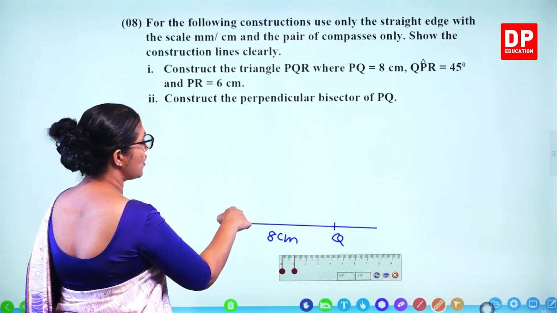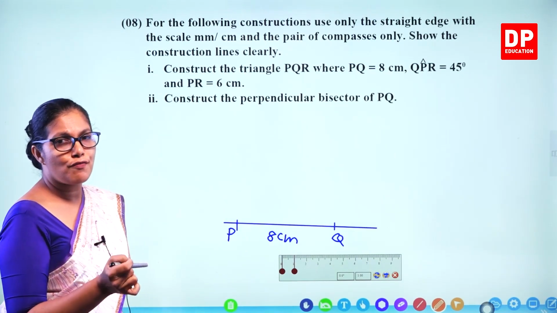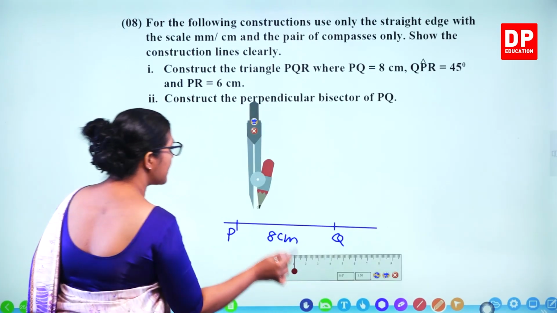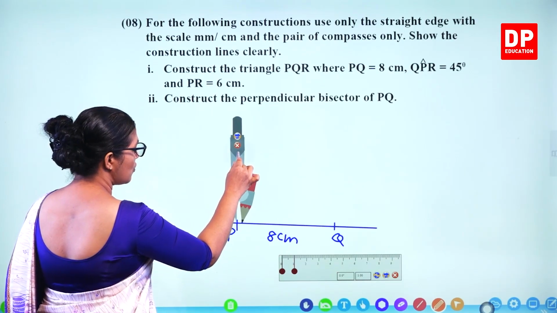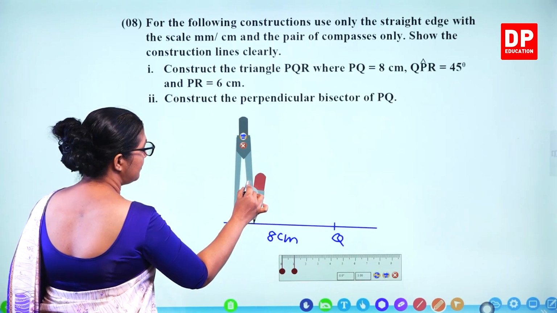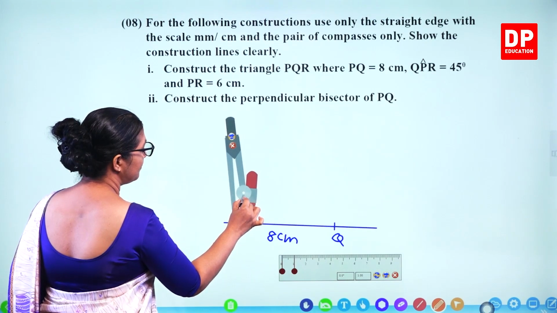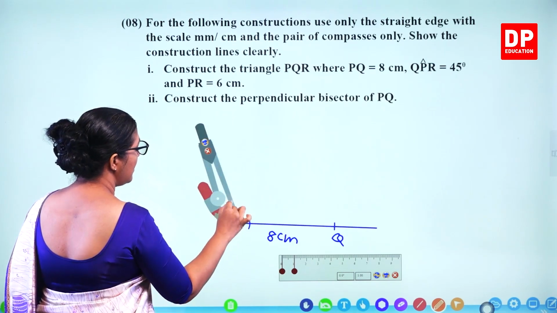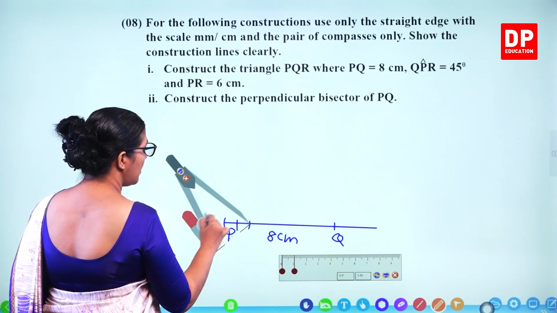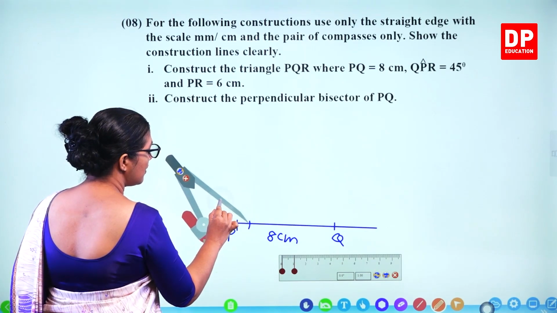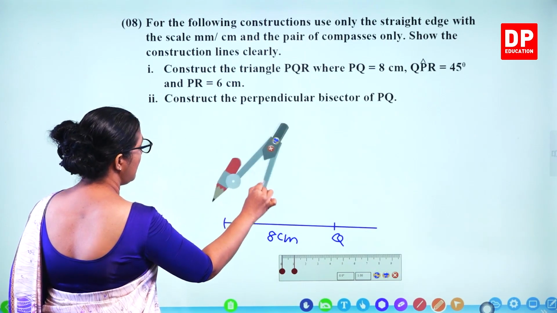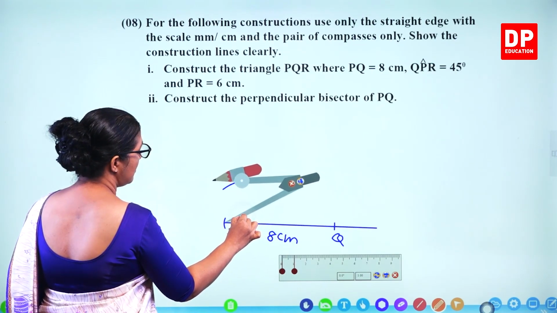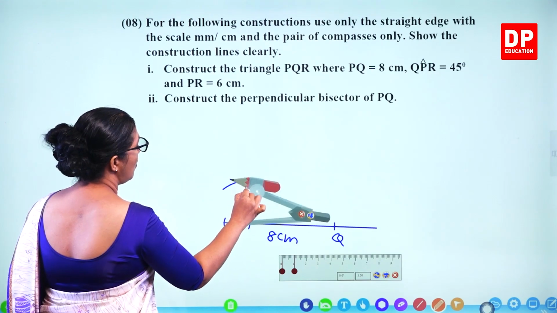Now angle QPR. The QPR angle is 45 degrees. So how do you construct a 45 degree angle? You have to draw the 90 degree angle and then bisect it. So we'll do that. Take a smaller distance, draw an arc here, an arc on the other side, and then take a longer one and keep it on top of this and draw an arc here, an arc on this side.